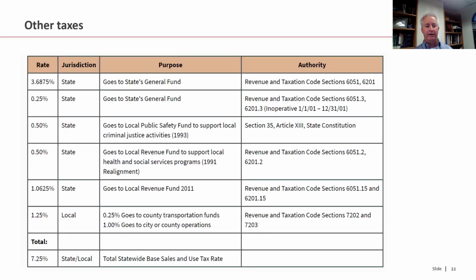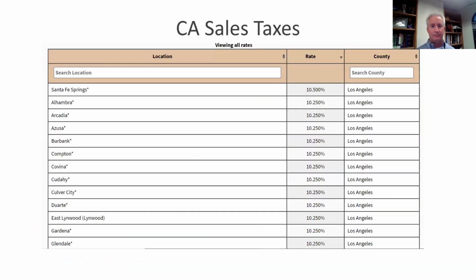Here's what the breakdown of that 7 1/4 looks like, because as you can see, it's not really a single flat rate. The flat rate is technically the 3.6875%. And then there's a number of other different kind of add-ons that have come over time. Some of these have been passed by assembly. Some of them have been through voter reform. But in any event, you can see they add up to the 7.25%. And no, there's no way you need to memorize any of this stuff.